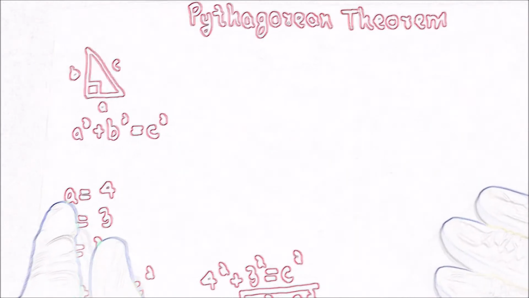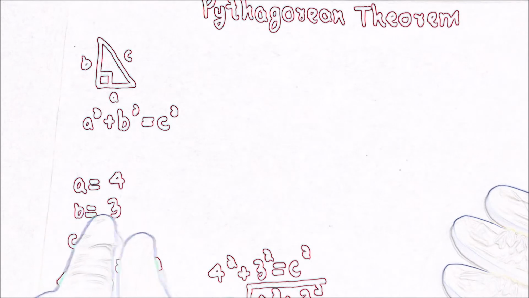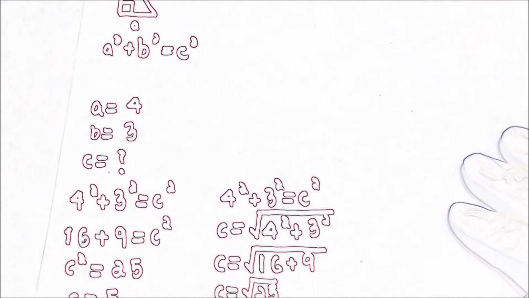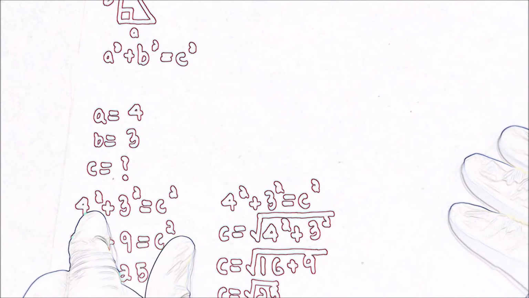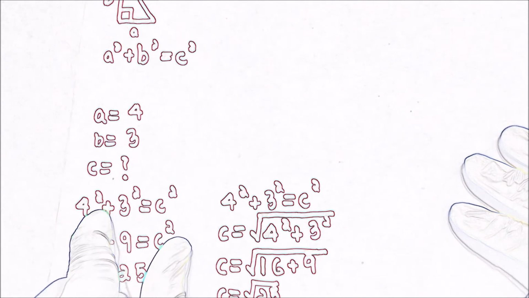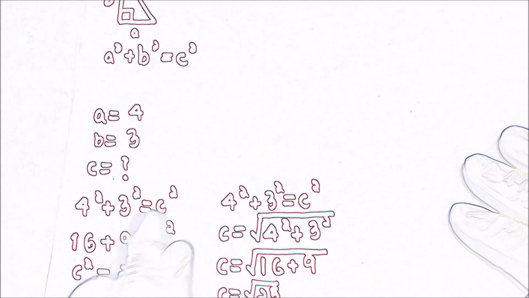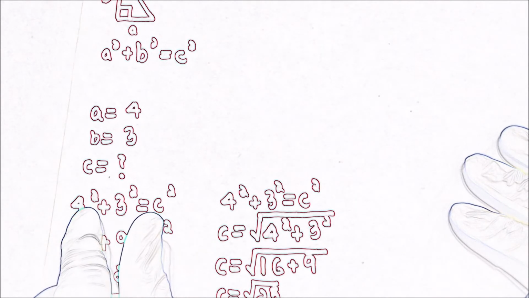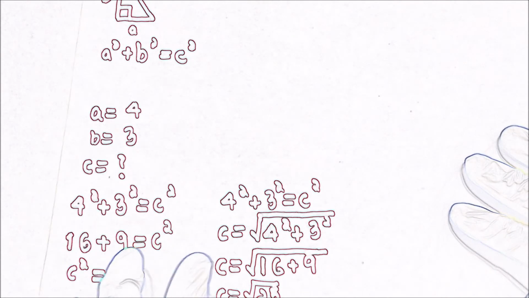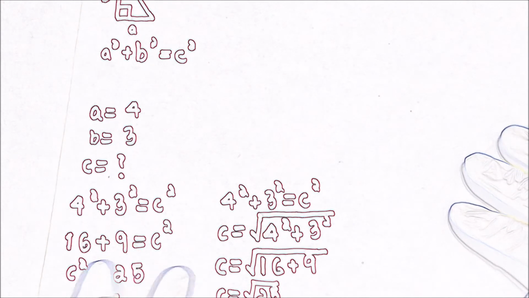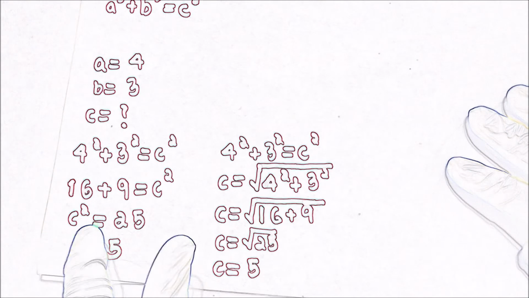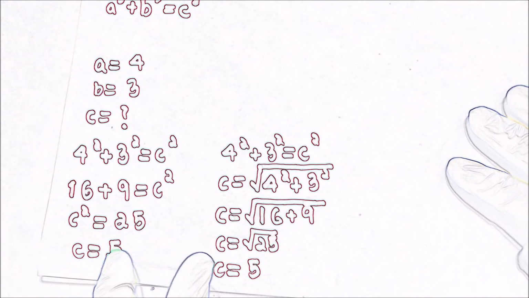Let's solve a problem. A is equal to 4, B is equal to 3, C is equal to question mark. So we need to find that. So I'm gonna plug these values into the equation. 4 squared plus 3 squared is C squared. And then you find 4 squared and 3 squared, which is 16 and 9. And C squared would be 16 plus 9. And then you square root both sides to find the value of C. C is equal to 5.